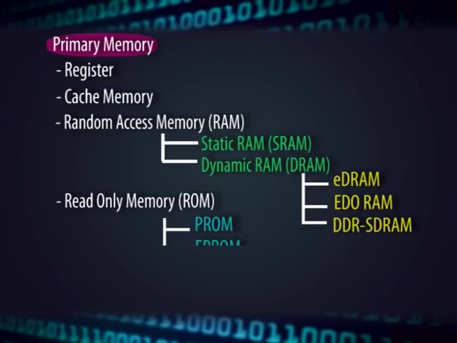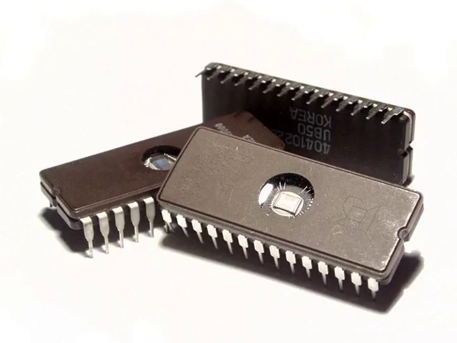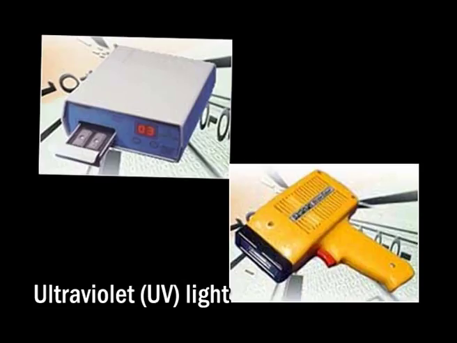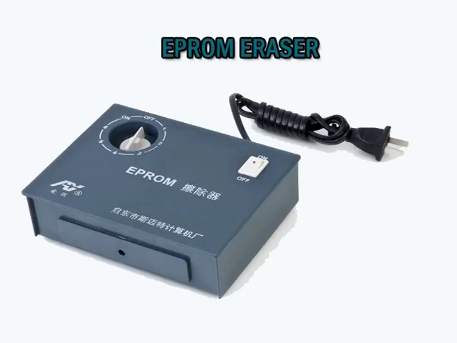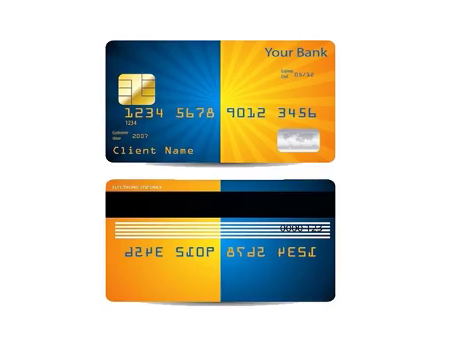The second type of ROM is EPROM, that is Erasable and Programmable ROM. The stored data in EPROMs can be erased by exposing it to ultraviolet light for about 20 minutes. But the entire data is erased, not selected portions by the user. It can be erased and reprogrammed repeatedly. These are an essential part of the software development and testing process. EPROMs are used in smart cards.